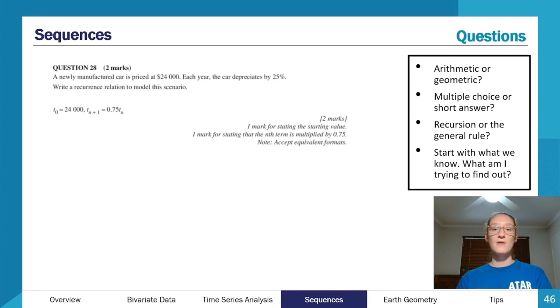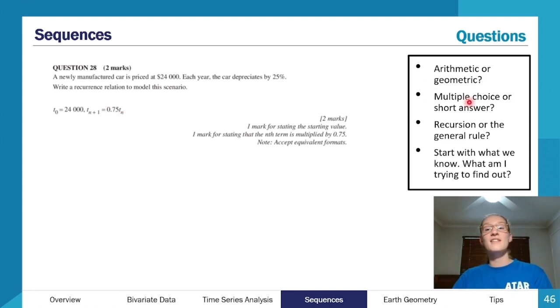Another helpful thing to help you step through a sequence type question is to always start with what you know. Here, we can see that a newly manufactured car is priced at $24,000. Each year, the car depreciates by 25%, and we're writing a recurrence relation. So this is what they've written here. They said T0 equals 24,000, our starting value. And then we've got Tn plus 1 equals 0.75 Tn.